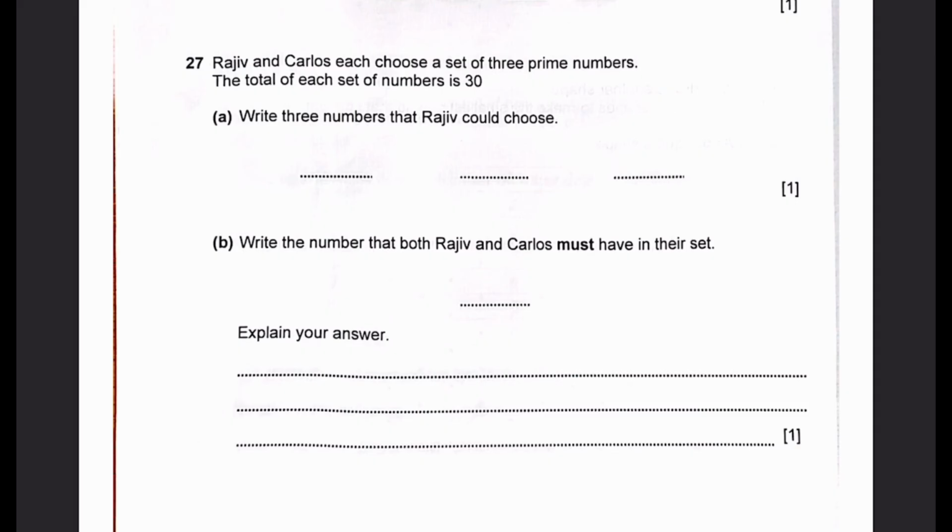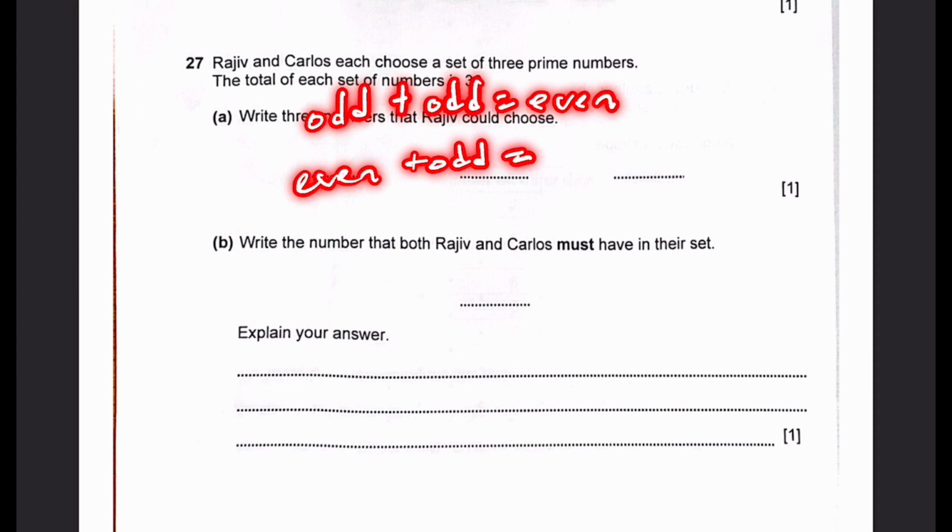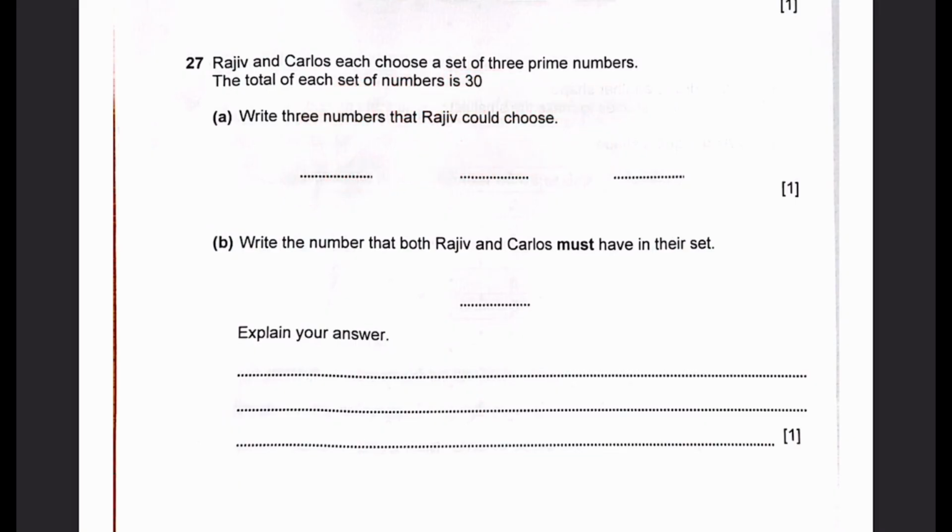Question 27. Rajiv and Carlos each choose a set of 3 prime numbers. Total of each set is 30. A. Write 3 numbers that Rajiv could choose. So if the total is 30, odd plus odd is equal to even, right? And even plus odd is equal to odd. But 30 is even, right? So that means one of them has to be even.